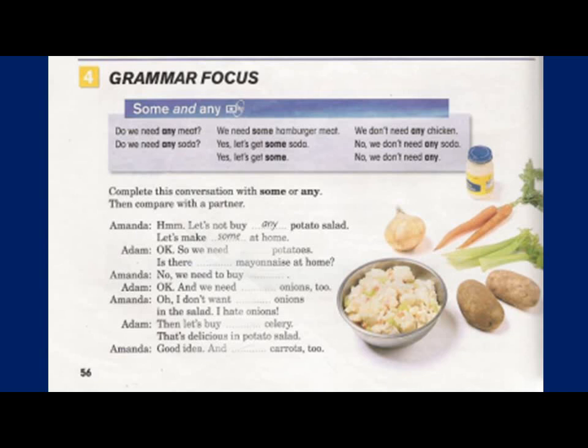Okay, so you see they're making potato salad. And so these are the ingredients. Ingredients in the potato salad: potatoes, mayonnaise, onions, celery, and carrots. You see how they use any and some, but I want you to make sure you say the S, the T's, and the consonants, the contractions, all right? That's what I want you to say.